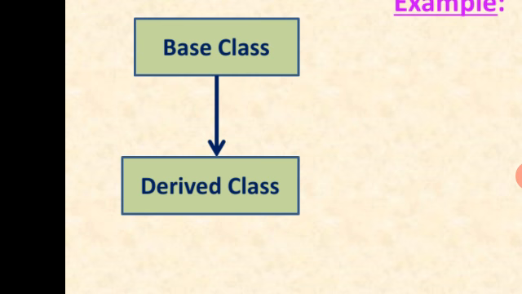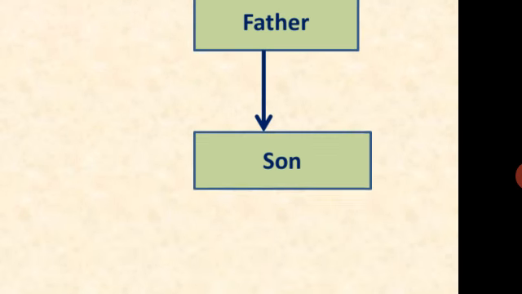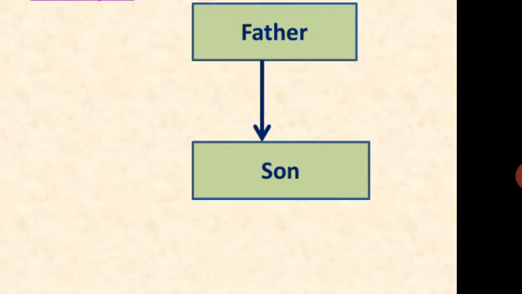I can give an example here. Suppose I take father as a base class. From a father, a son or a daughter, you can take anyone, will inherit the characters or features from the father. Here son is our derived class and the base class is father. So this is the example of single level inheritance.